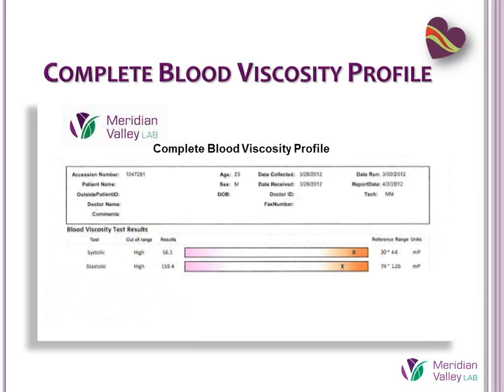Now I want to show you this report. This came in not too long ago. This is the complete blood viscosity profile of a 23-year-old male endurance athlete, so someone who stays very fit and healthy. And both his systolic and his diastolic blood viscosity were in critical high ranges, which goes to show that while blood viscosity is important in diseases of aging, younger people are not immune to potentially life-threatening blood viscosity problems.